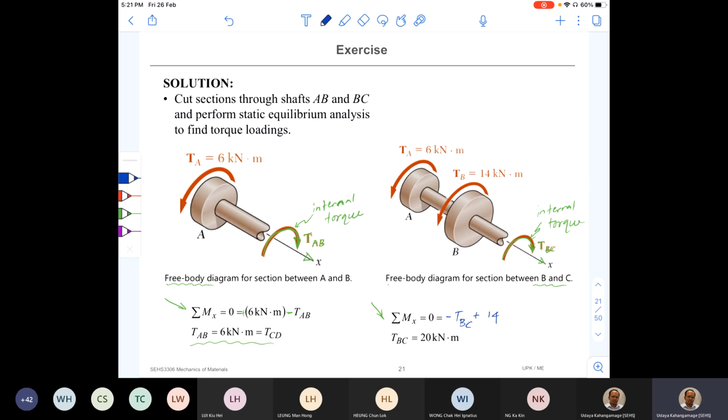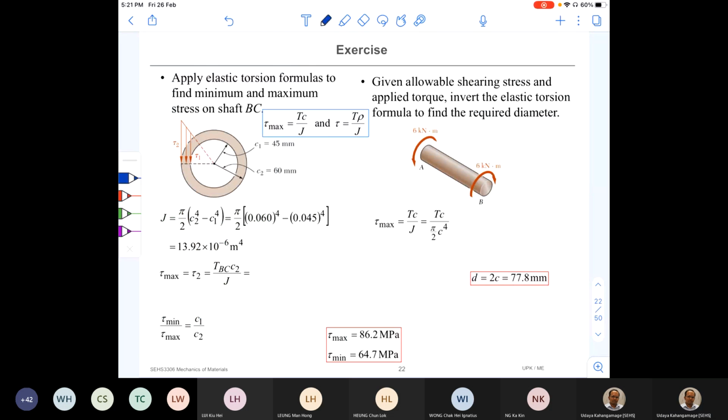Okay. And how about the TA? The same direction, right? So therefore, positive 6. So that is how I got this TBC equals 20 kilonewton meter. Now we have the internal torques between BC and AB, and what we found as TAB is equal to TCD as well, because internal torques are the same.